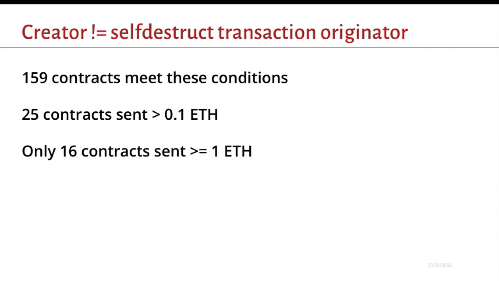So let's do some more filtering. We'll have from 630 down to about 160 transactions where the originator of the self-destruct wasn't the original creator. And then just looking at these, there's only 25 that have sent more than 0.1 ETH and 16 that sent 1 ETH. So there actually hasn't been a lot of these mass hacks using self-destructs. But because there's so few, I looked through everyone, and I'll show you some of the results.